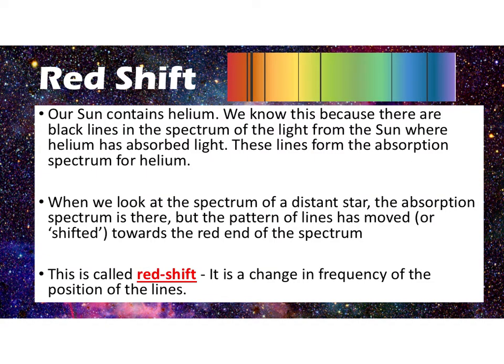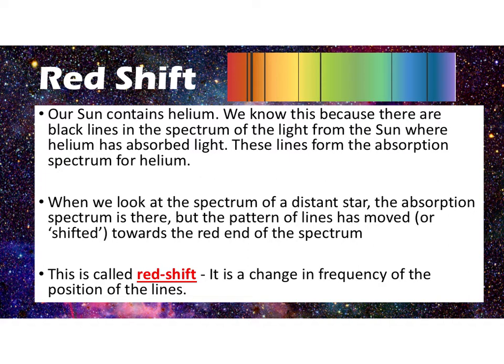Okay, so one of the things that we've used to prove the Big Bang Theory is something called red shift. You can see this rainbow spectrum, that's the visible light spectrum, but as you can see there are some black lines through it. So our sun contains helium, and we know that because there are black lines in this spectrum, which means that the helium from the sun has absorbed the light at those frequencies. So these lines form the absorption spectrum for helium.